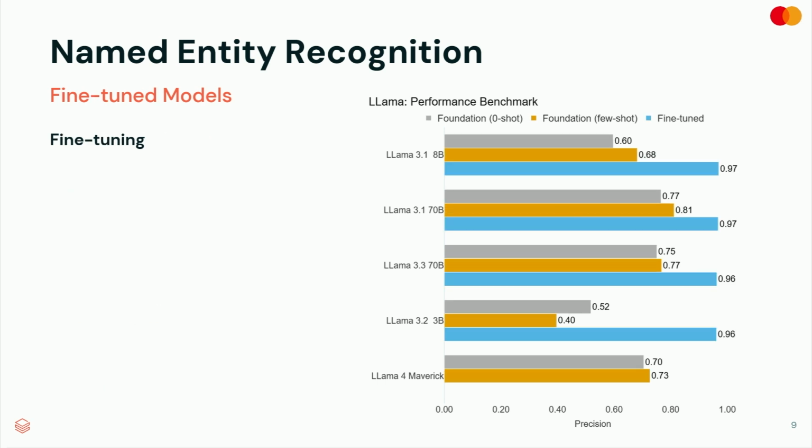Now, fine-tuning. We were actually impressed to see how much the fine-tuning affects the accuracy. You can see that even in Llama 3.2 with 3 billion parameters, there was a significant increase in the precision, where we went from 52% to 96%.